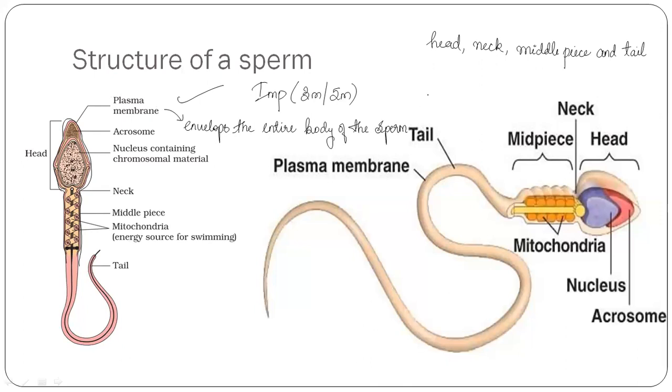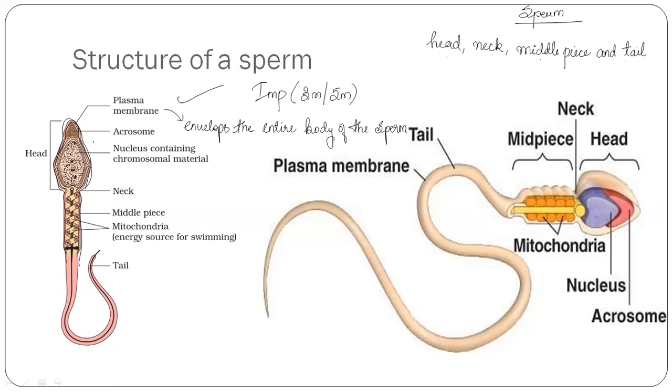So the sperm consists of what many things? The sperm consists of head, neck, middle piece, and tail. And it has a plasma membrane which covers or envelops the entire body of the sperm. Can you see here? A light pink colored layer which covers the entire body of the sperm.